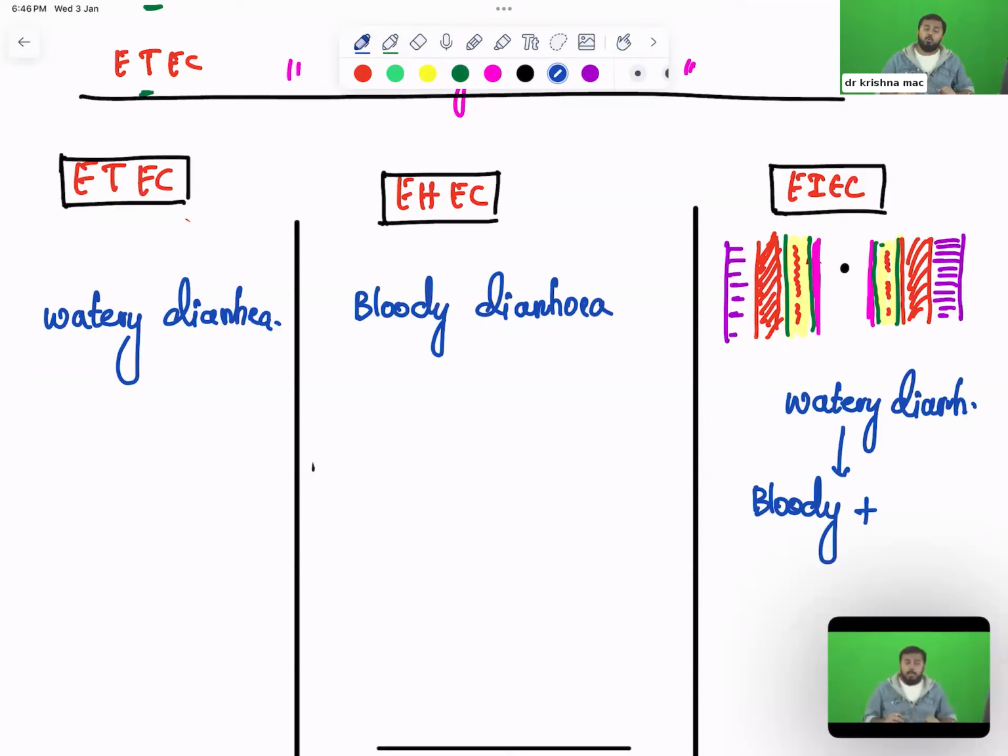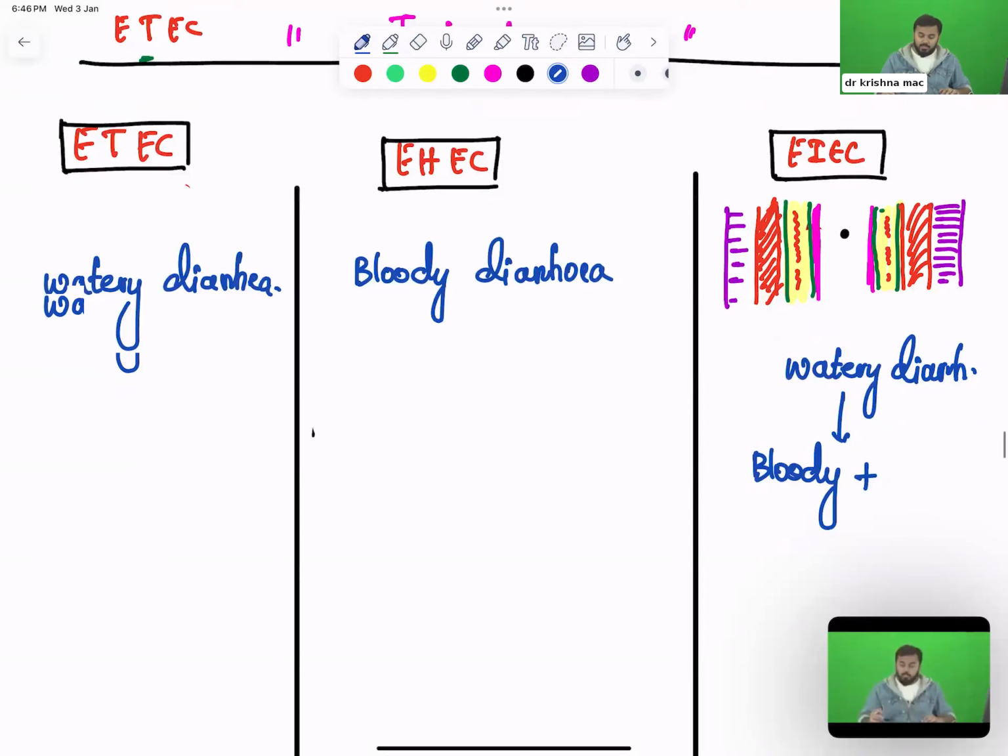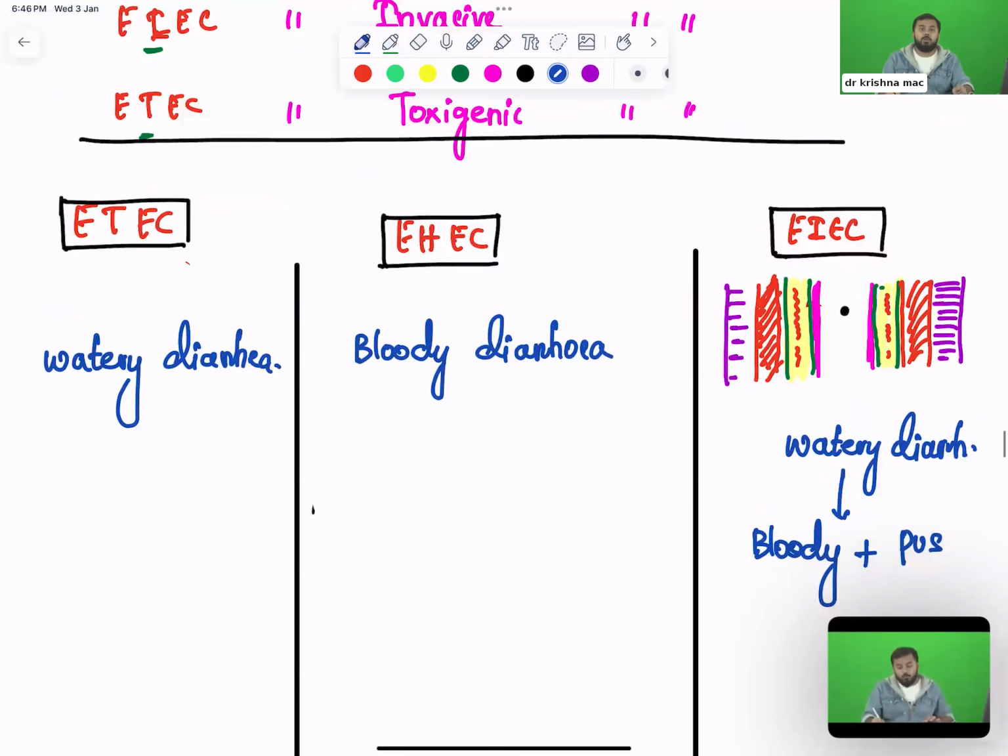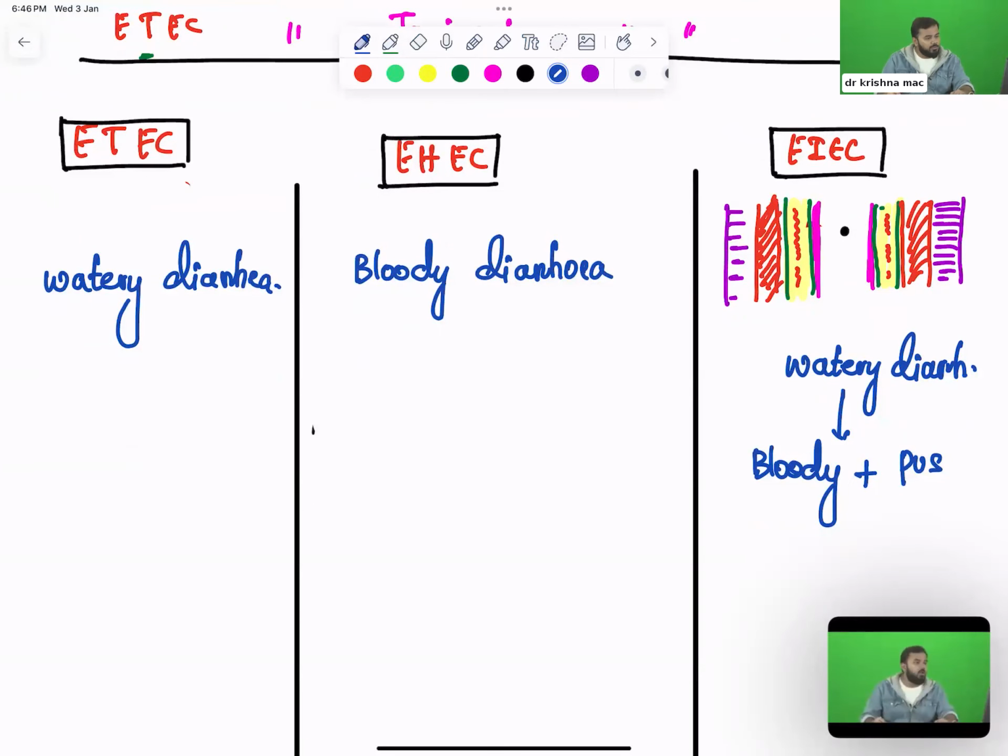Then when this damage is going on, do you think your immune system will sit simply? No. Your immune cells will come. Neutrophils are the first ones to reach any injury in your body. Neutrophils will come here, eosinophils, macrophages, monocytes, all the cells will come here, right? So overall, what is the result? The result is formation of pus. So he will tell, doctor, now I have bloody diarrhea plus pus discharge also. This is what is called entero-invasive E. coli. All of you understood till here?